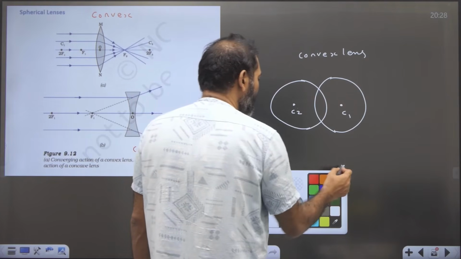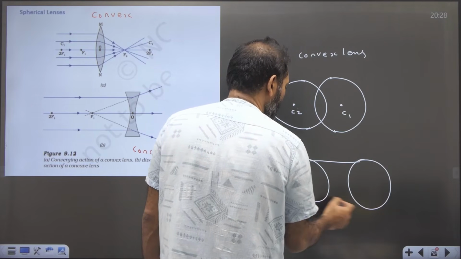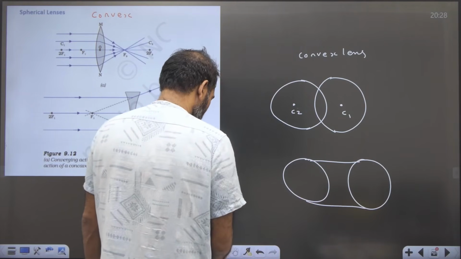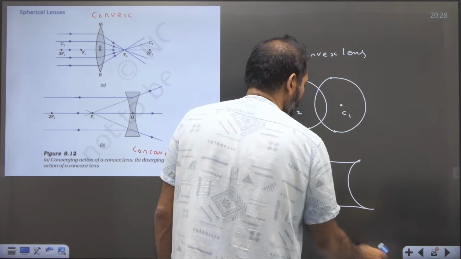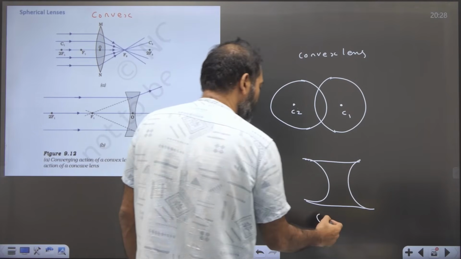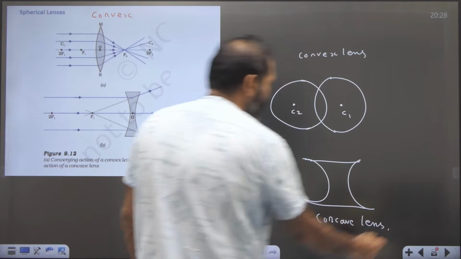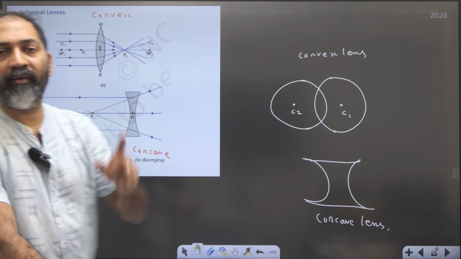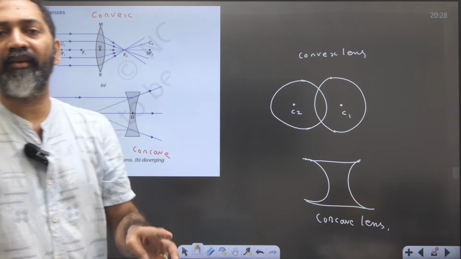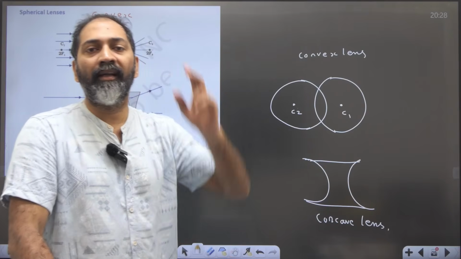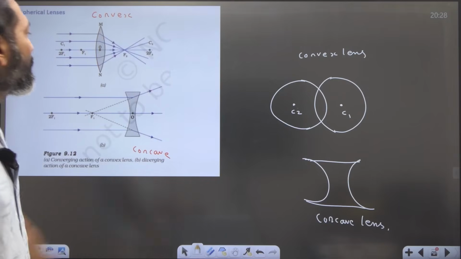How is a concave lens formed? This is one sphere, this is another sphere. So I am making this portion and removing this section. See what I am getting? A concave lens. Again, two centers of curvature, two principal focuses. Remember, a mirror has only one center of curvature, one principal focus. But a lens has two centers of curvature, two radii of curvature, two principal focuses, because it is a combination of two spherical surfaces.